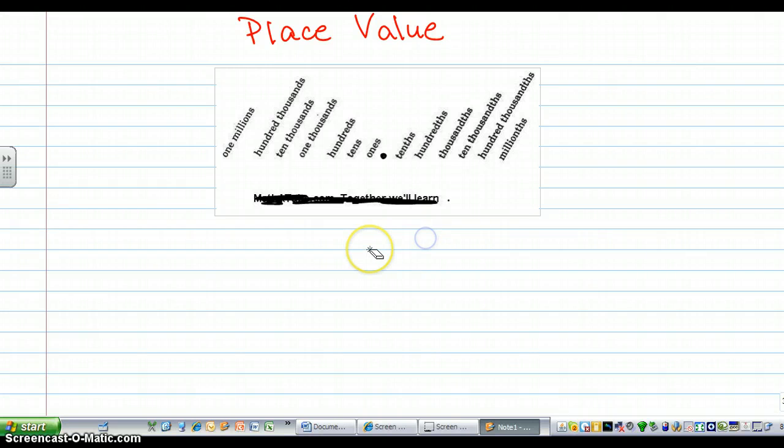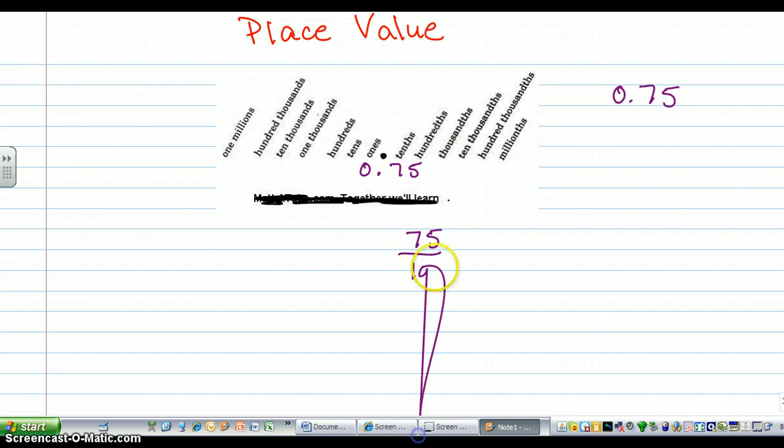Let's get rid of that. The other decimal that I said that you really should know by heart and memorize was the decimal 0.75. Well, let's put that on our place value chart. 0.75. It ends in the hundredths. So to write that as a fraction, I just read it. 75 hundredths. And there's the fraction. And that can be simplified as well.